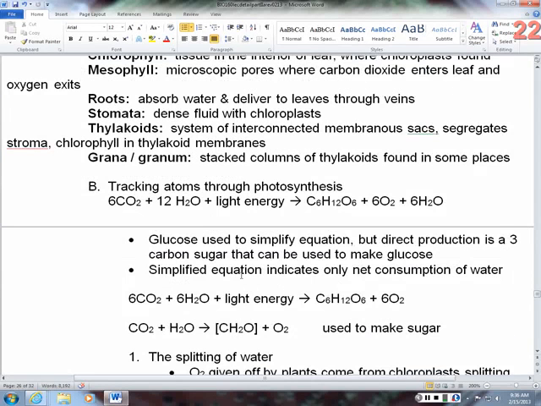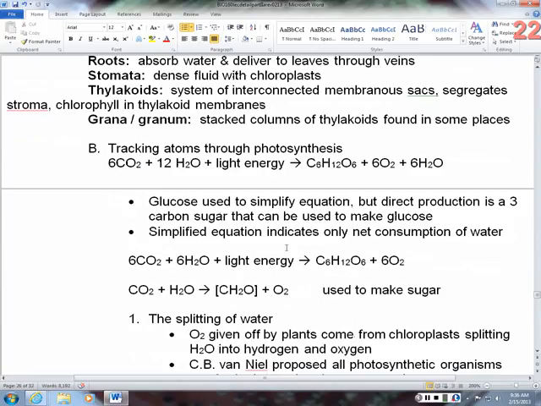So glucose is used to simplify the equation, but if you manipulate it through chemistry, it actually produces a 3-carbon sugar. But when we're looking at it, we talk about it as a 6-carbon sugar so that the numbers compare well to the 6-carbon sugars that we use with glucose.